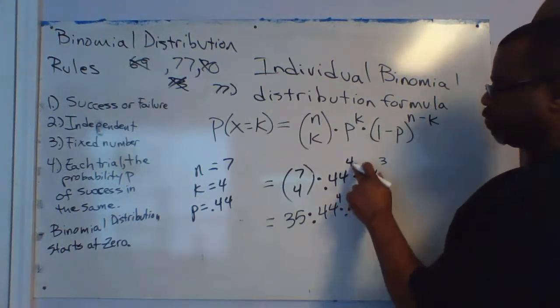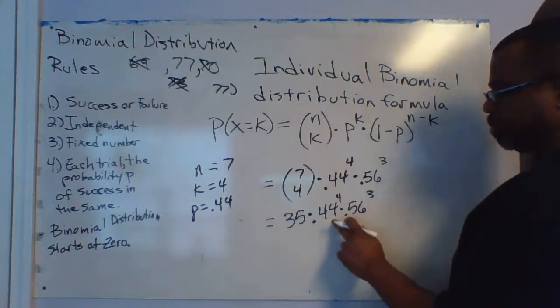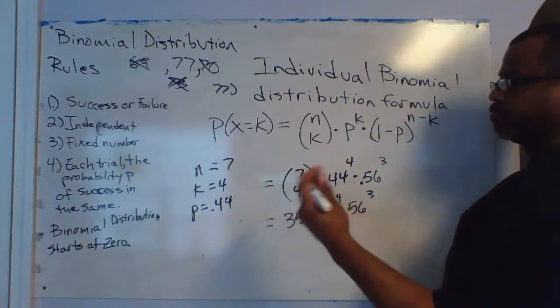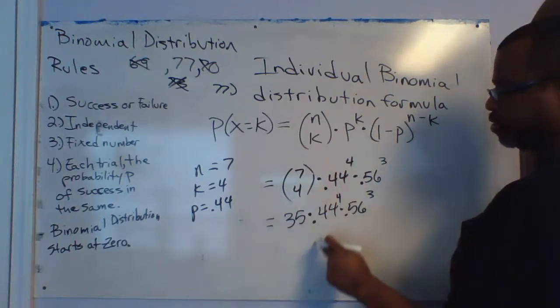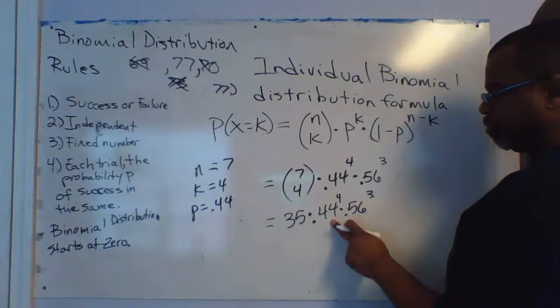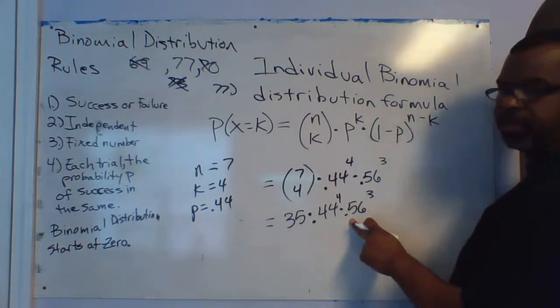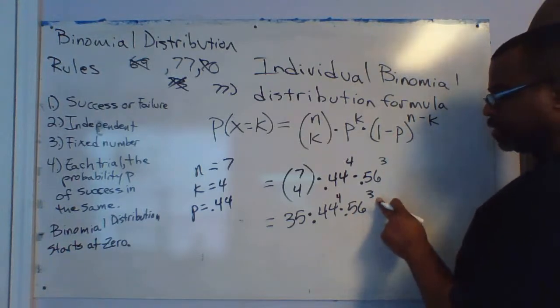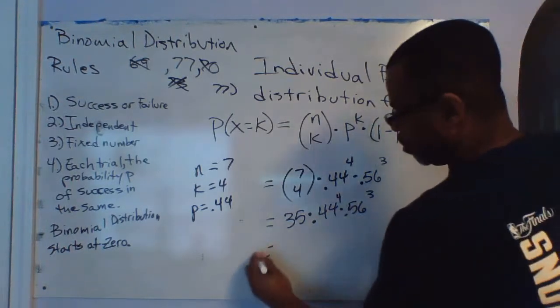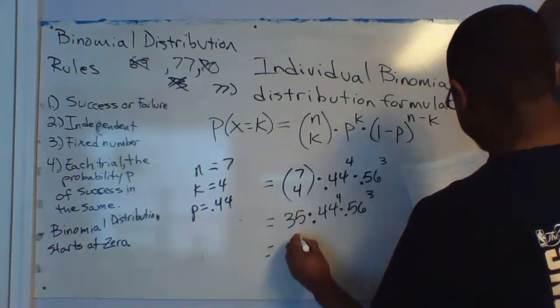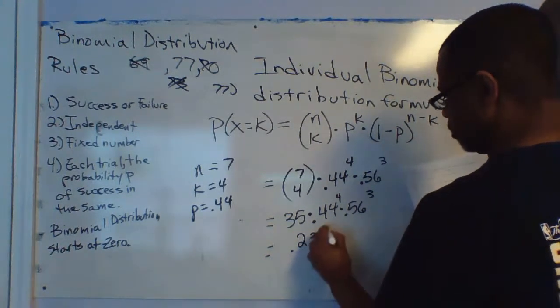Since we're looking for 4 successes, we take 0.44 and raise it to the 4th power, because there are 4 of them and they're independent. Then we have 3 failures, and the probability of failure is 0.56, so we raise that to the 3rd. When you're done, rounding to 4 decimal places, you should get 0.2304.